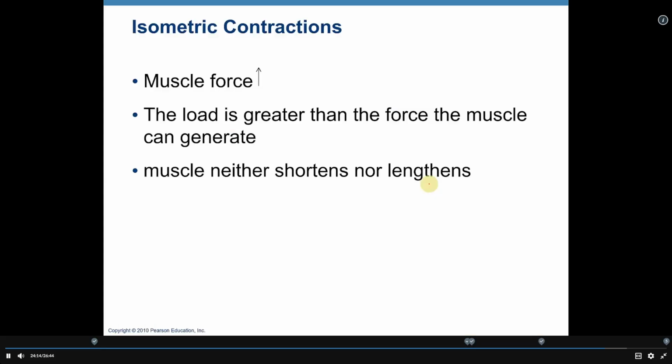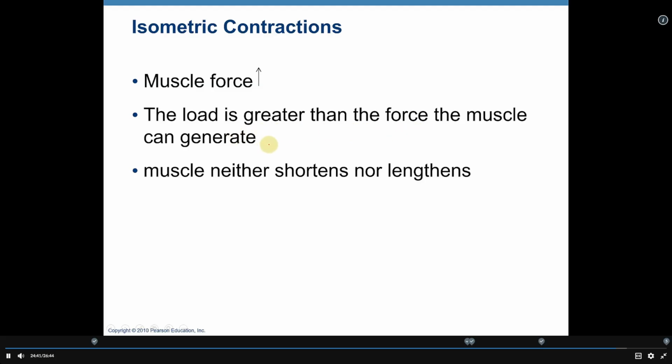But let's look at the next one, which would be isometric contraction. So in an isometric contraction, the muscle is producing force. However, it is neither shortening nor lengthening. So this is strange. The muscle is not shortening or lengthening. It is producing force, but it is not moving the load. And that is because the load is greater than the force the muscle can generate.